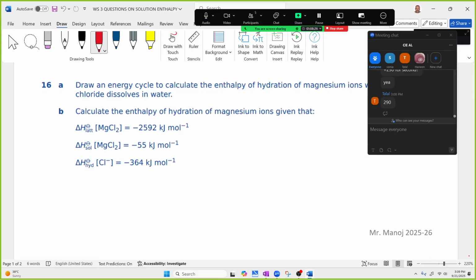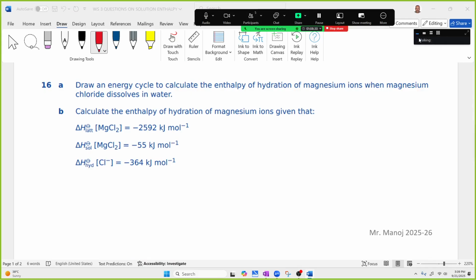This one. In this question, the question says draw an energy cycle to calculate enthalpy of hydration. The correct word is enthalpy rather than energy, but the way Cambridge uses it in textbooks, they use the same word for everything, which is very unfair. But draw an energy cycle to calculate the enthalpy of hydration of magnesium ion.